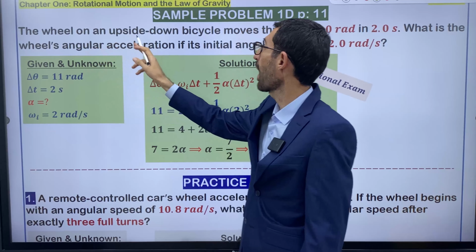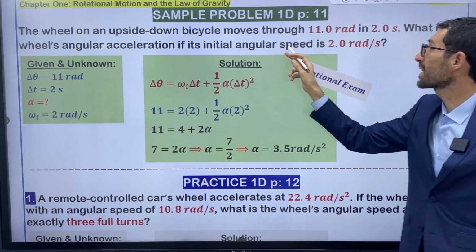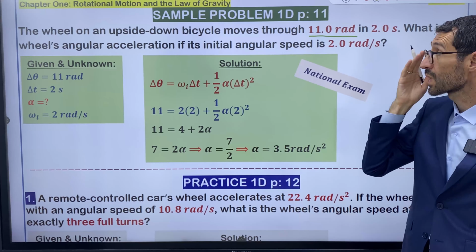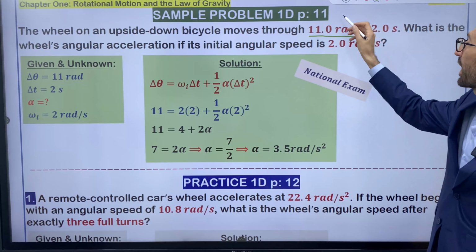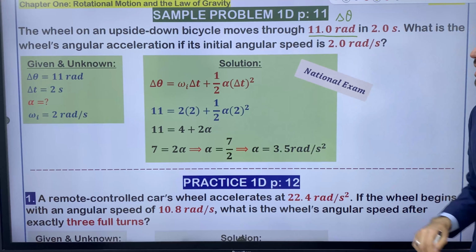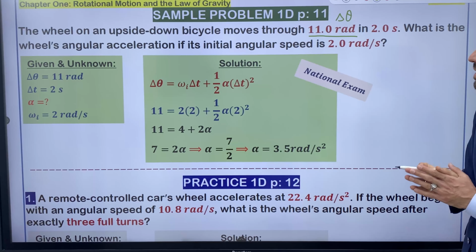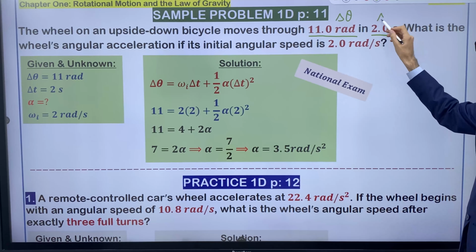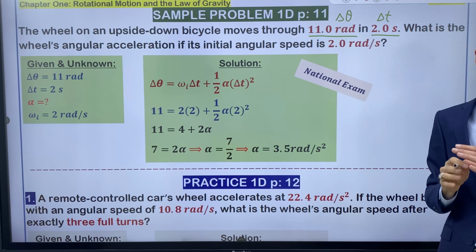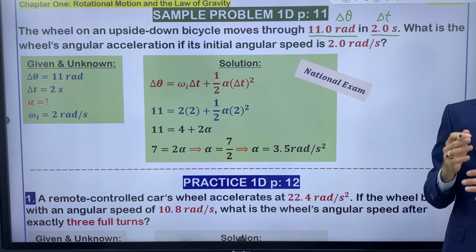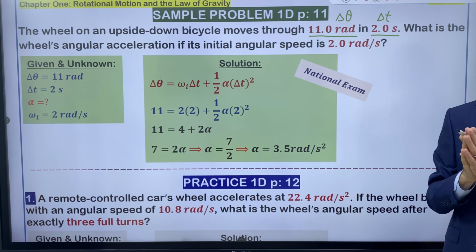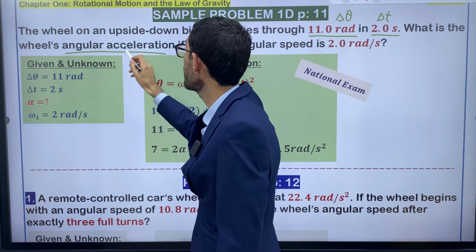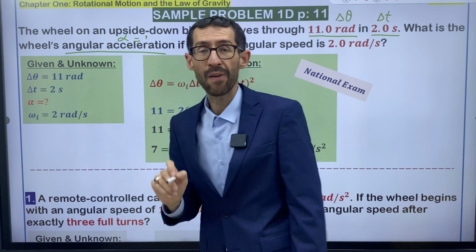It says the wheel on an upside down bicycle moves through 11 rad in 2 seconds. What's the 11 rad? It means delta theta for the bicycle wheel is 11 rad. In 2 seconds, what's this? Delta t. I want you to summarize the information for yourself to guess which equation works. What's the wheel's angular acceleration? So what do we look for? We look for alpha. Alpha is unknown here.